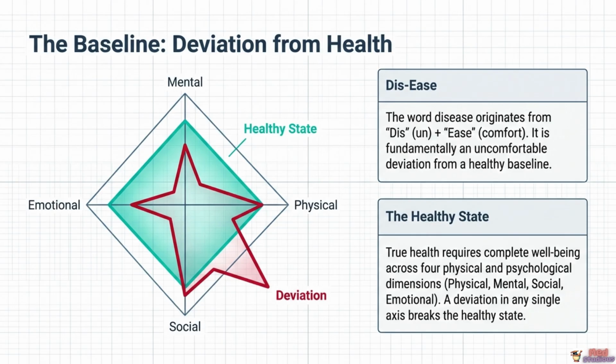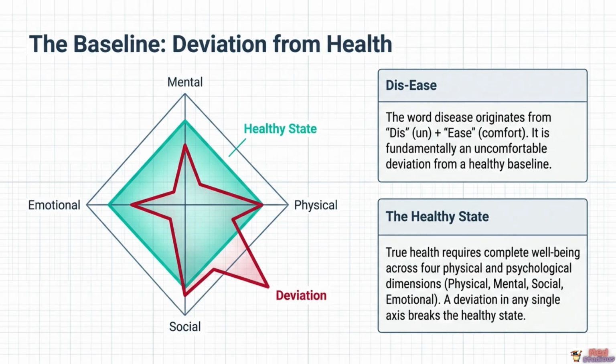Now consider the word disease itself. It is a compound of 2 simple English words: dis, meaning un or not, and ease, meaning comfort. Disease is literally the state of unease, an uncomfortable deviation from a healthy baseline. This etymology is not merely linguistic trivia, it is philosophically profound, because it reminds us that pathology is not about abstract molecular processes in isolation. It is ultimately about a living person who is suffering.